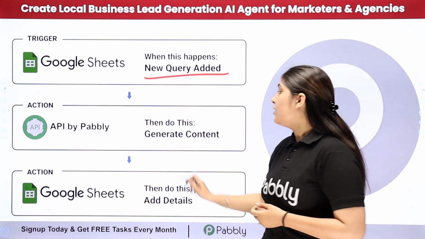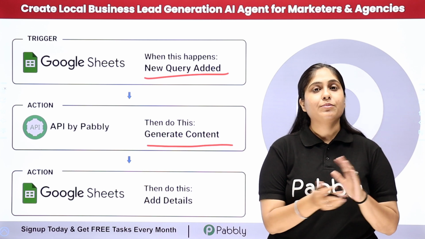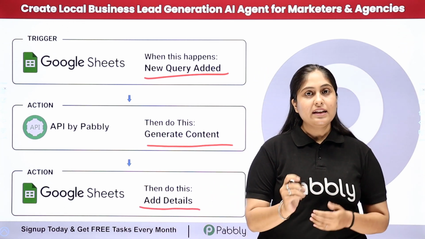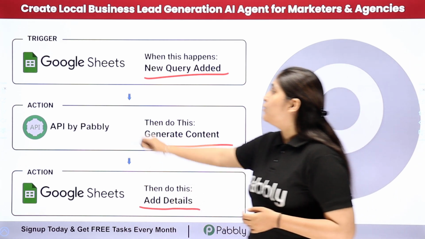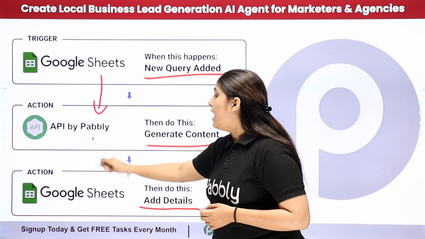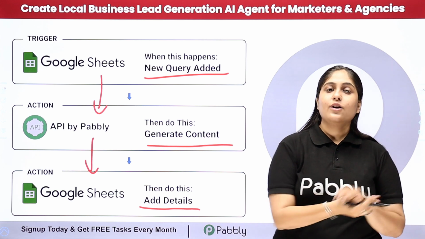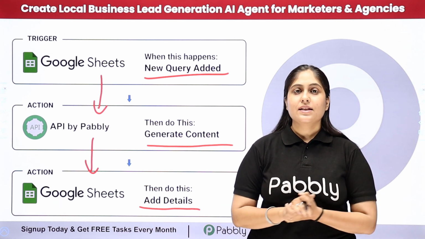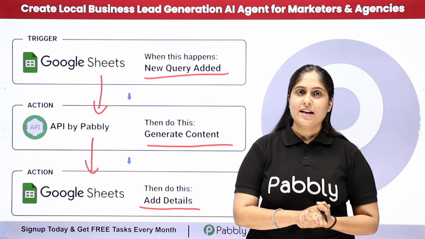And here, after generating the content, automatically the details should be added in my Google Sheets as a new row. So to automate the entire process, I need to connect my Google Sheets with API by Pabbly and Google Sheets again using an automation software named Pabbly Connect. To learn this process step by step, let me take you to my screen.